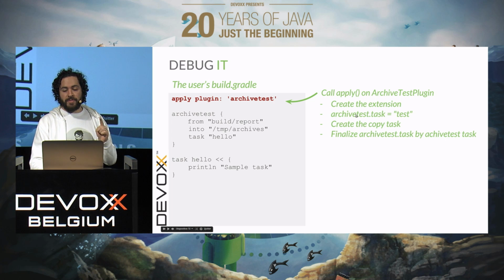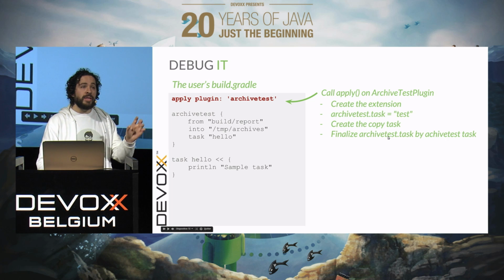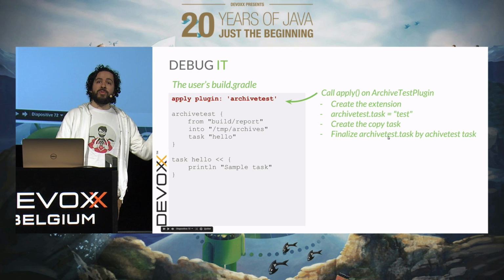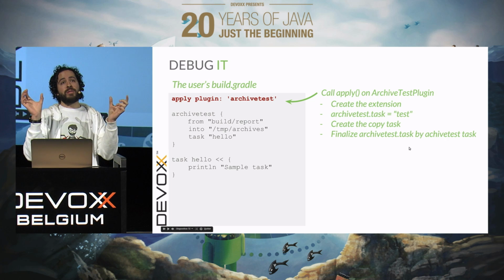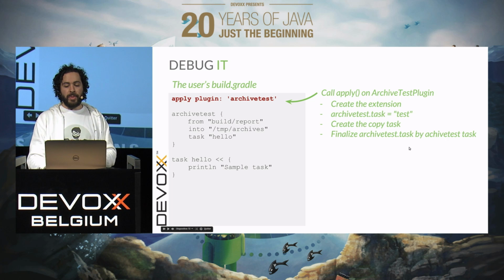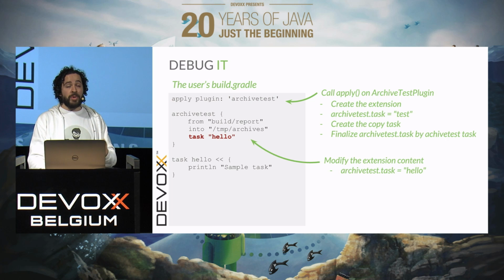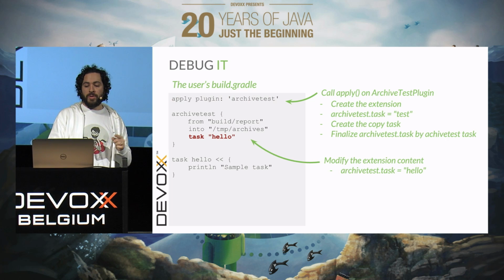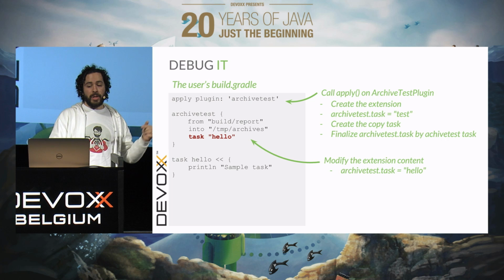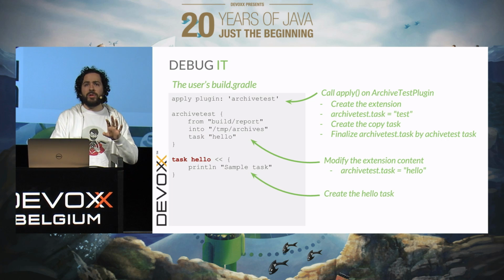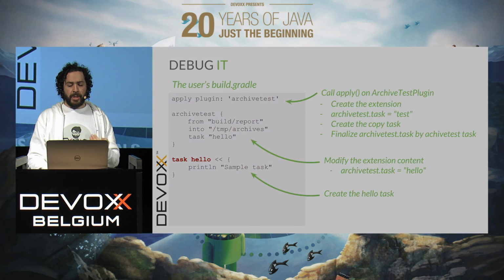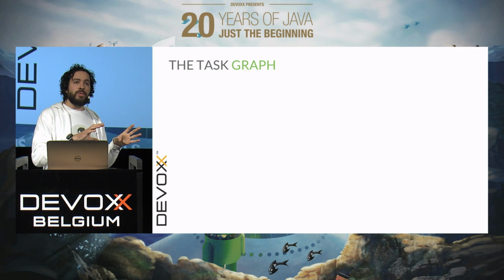And then it finalizes the content of the archive task. Sorry, it gets the archive task property, gets the task that corresponds to this content, and then links it to the new task that we created that is supposed to copy. Then he modifies the content of the extension from test to hello, and he creates his task. And to understand a little bit more what is happening, we'll try to build together a graph task.